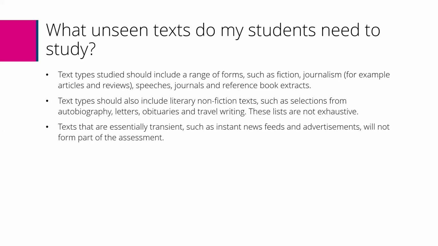Thinking about unseen text, this information is from the specification. We're told that text types studied should include a range of forms such as fiction, journalism, for example, articles, reviews, speeches, journals, and reference book extracts. Text types should also include literary non-fiction text, such as sections from autobiographies, letters, obituaries, and travel writing, and texts that are essentially transient, such as instant news feeds and advertisements, will not form part of the assessment.